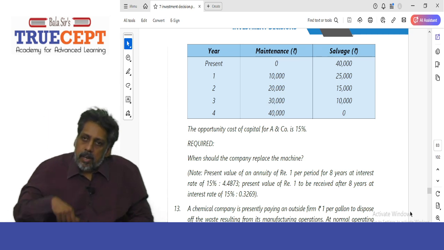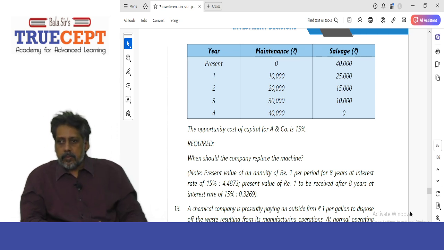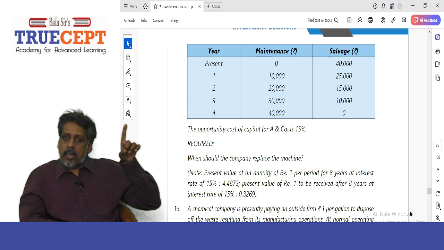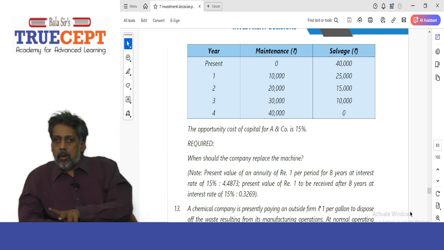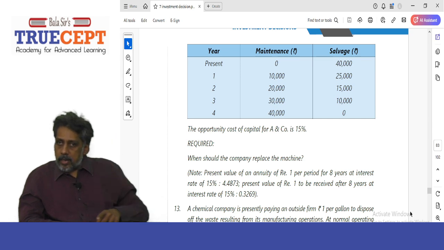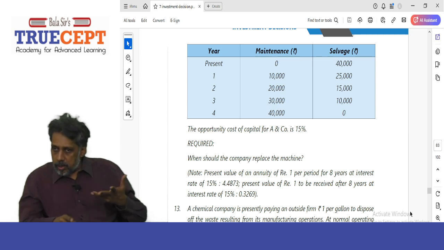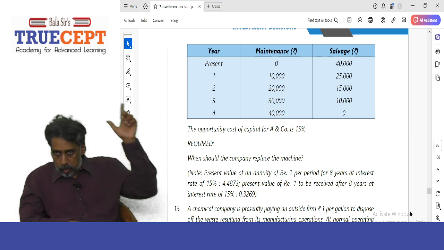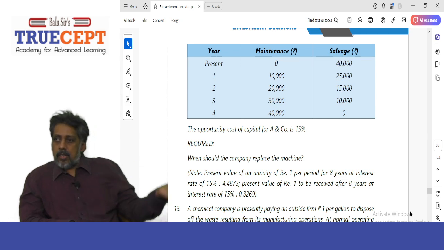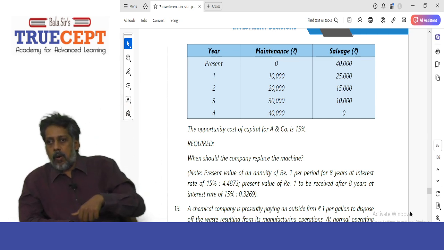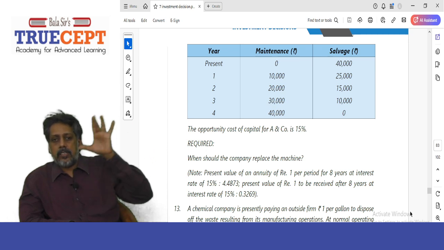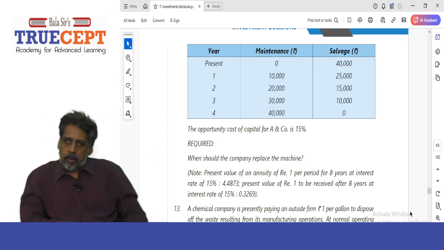Or year 2, what happens? Year 2 maintenance will be 20,000. What is the meaning? In case you decide to replace the existing machine at the end of year 2, you'll be incurring 10,000 in year 1 maintenance. Also you'll be incurring 20,000 in year 2, and then you can sell the machine for how much? 15,000. Only 15,000 rupees cash inflow, the salvage value.